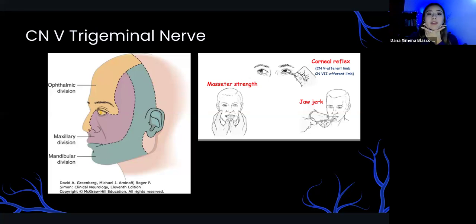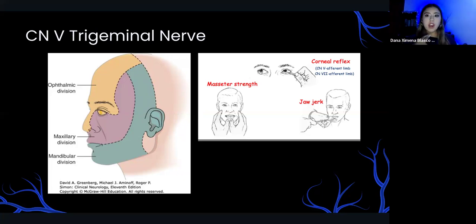So can you open your mouth, please? With strength, right? And if the patient has strength, that's normal. When is it not normal? When the patient can't even open the mouth. That's not normal. That's saying that we have a lesion in the trigeminal nerve.